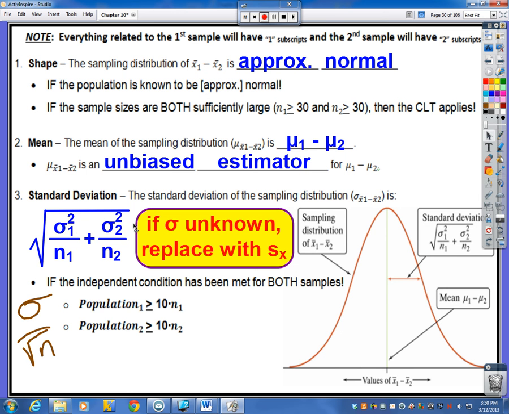So this is our combined standard deviation. We take the square root of the variance divided by the sample size, plus the other variance divided by its sample size. We can only use this formula if the independent condition has been met for both populations, for both samples. And again, if sigma is unknown, plug in the sample standard deviation s.